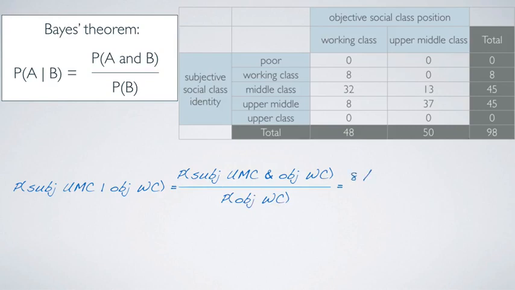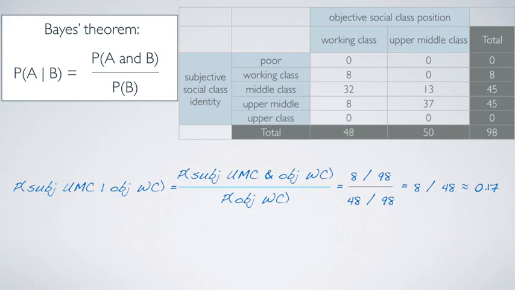The numerator is 8 out of 98: 8 students out of 98 total meet both criteria. And the denominator is 48 out of 98: 48 out of 98 students are working class based on their objective categorization, which gets us to the same answer, the 17%. So the formula, Bayes' theorem here, is a bit of an overkill. We already arrived at this answer earlier by simply reasoning through the table.